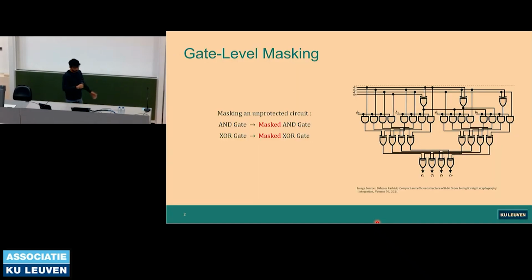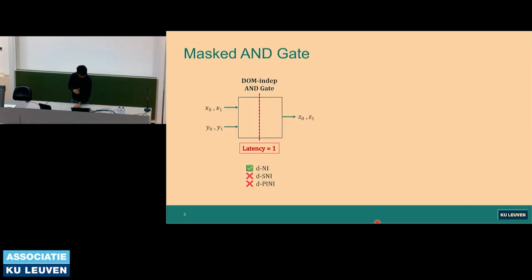So one way of masking is to do gate level masking, where you just take a netlist, which is an unprotected netlist with AND and XOR gates, and then you replace every gate with a masked version of it. There's a different way of doing it, which is algorithmic level, and that's what the TI people do. But that's not related to this work. Anyway, the XOR is fairly straightforward. You can just operate on separate shares, but AND is a bit more complicated because you need all the shares to get the proper output.